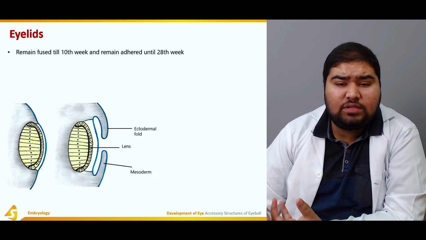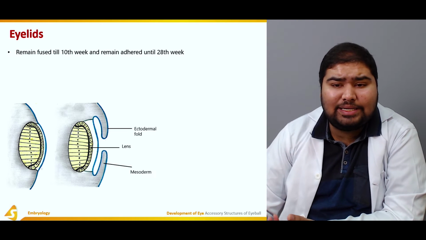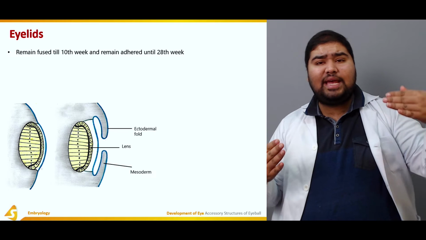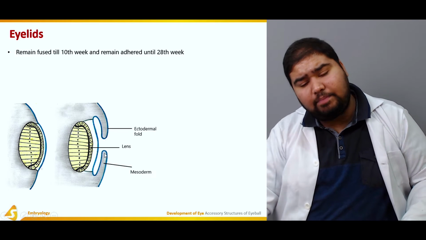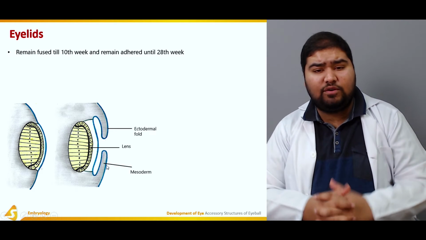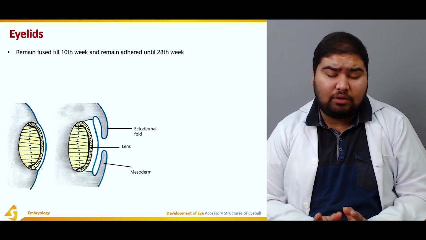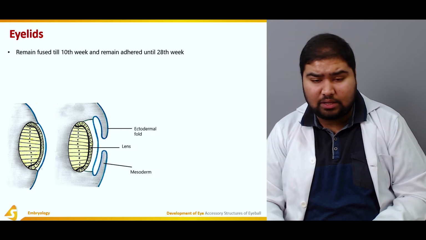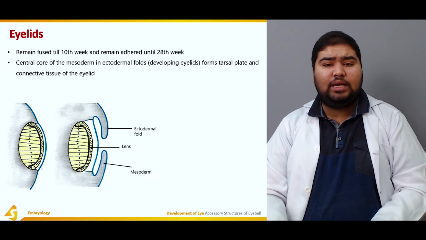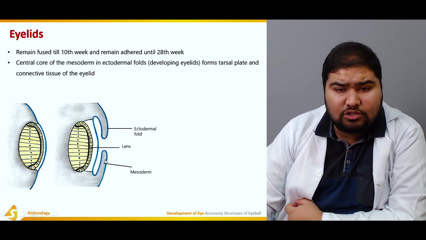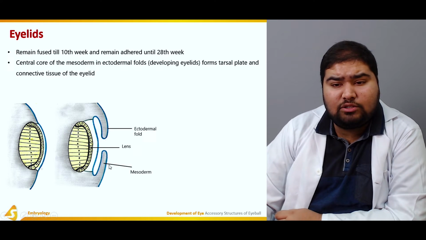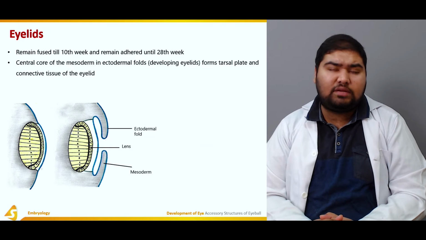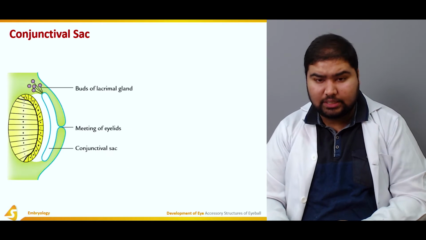So these ectodermal folds, during their development, approach each other and finally fuse with each other. Now they remain fused till the 10th week and remain adhered with each other until the 28th week of development. Now the central core of mesoderm in the ectodermal folds forms the tarsal plate and the connective tissue of the eyelid.